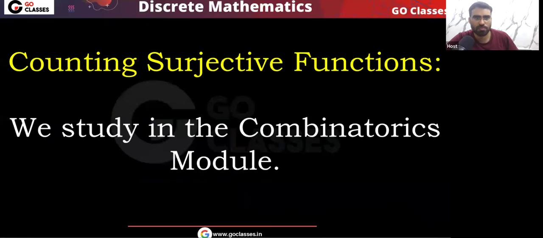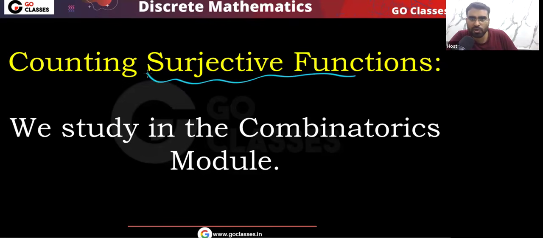Now let's move on. Now counting surjective functions. So far we have counted the total number of functions. We have counted the number of injective functions. Sorry, we have counted the number of bijective functions. Did we count the number of surjective functions so far? We did not count, right?